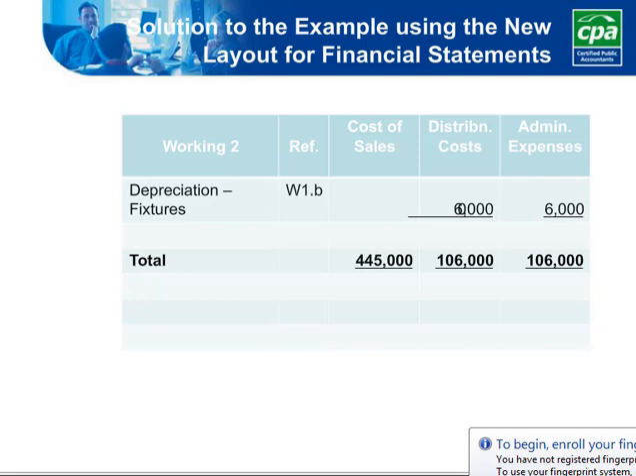So when we add up the pluses and the minuses for cost of sales, we get a total of 445,000. For distribution costs we get 106,000, and for administrative expenses we also get 106,000. And these totals are the figures which will appear on the face of the statement of comprehensive income when we go to prepare that.